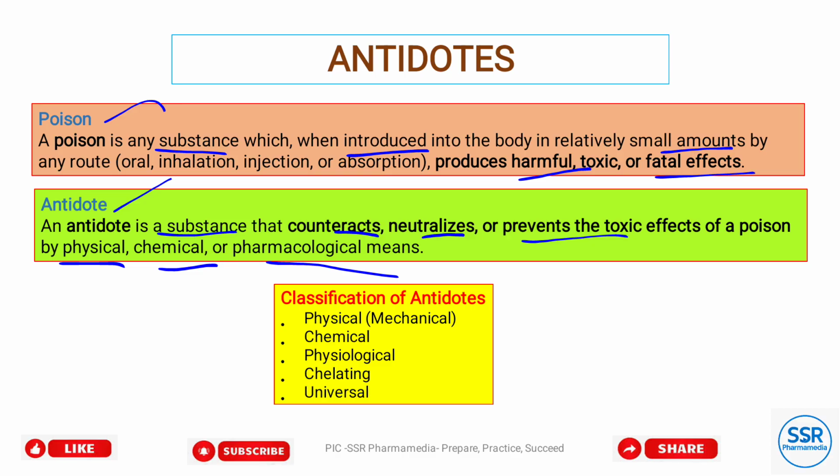The classification of antidotes: physical or mechanical antidotes, chemical antidotes, and physiological antidotes. Physical is different, physiological is different. Then chelating antidotes and universal antidotes.